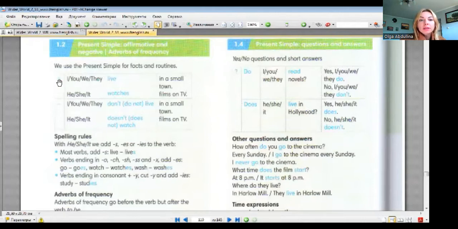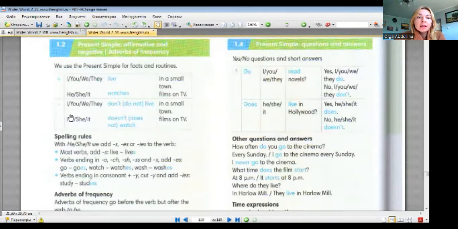So if it is a positive, right, an affirmative sentence, then for I, you, we, they we'll have only the basic form. У нас буде базова форма дієслова для I, you, we, they, правильно? I, you, we, they live in a small town. But if we've got he, she, it, then we are supposed to add letter S. То ми додаємо літеру S. Трішки нижче подивимось, які ще моменти бувають, да? Коли це не літера S, що ще ми можемо додавати?